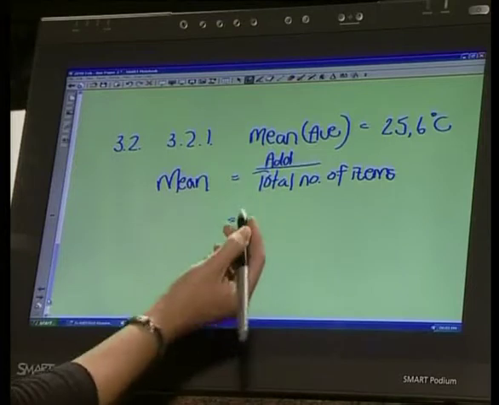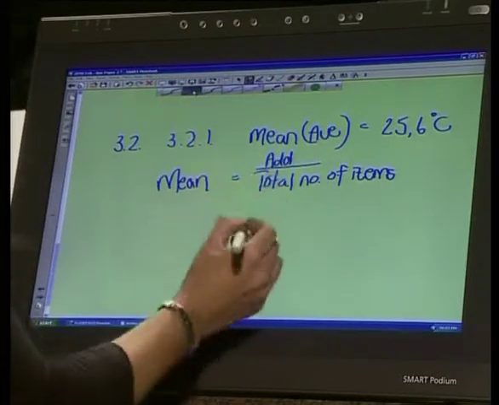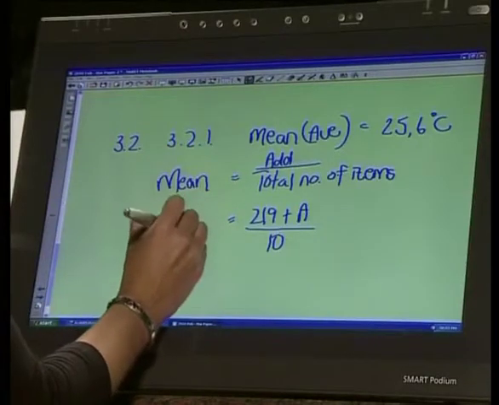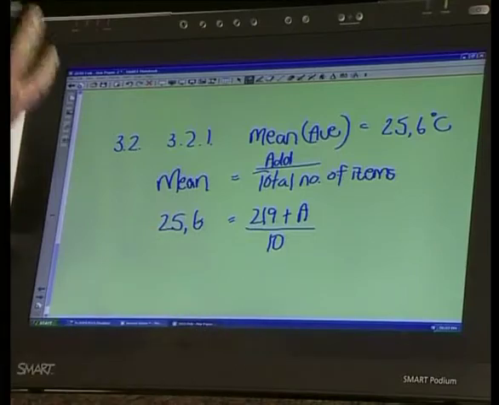If you're looking at the values, I've already done the calculation, so you can do that quickly. What you should get when you add all the values, the 21s, the 40s, etc., is a total of 219, plus the value for A, the Durban value that we don't know, that's what we're trying to figure out. And I'm dividing by 10. Can you remember why we're dividing by 10? Because there were 10 cities and towns, so that's 10 numbers in our data set. And we know that the answer is going to be 25,6 degrees Celsius. So that's the crux of it.